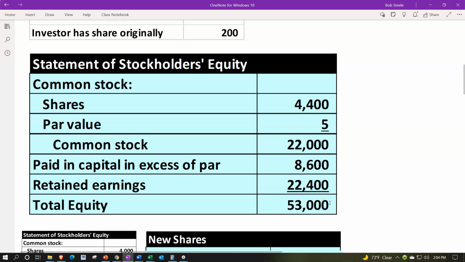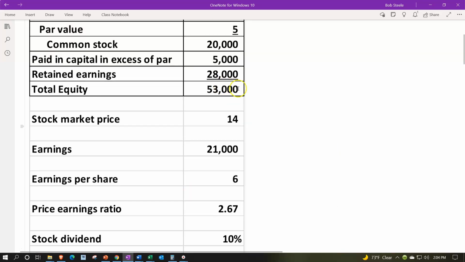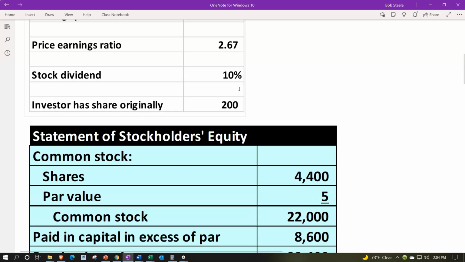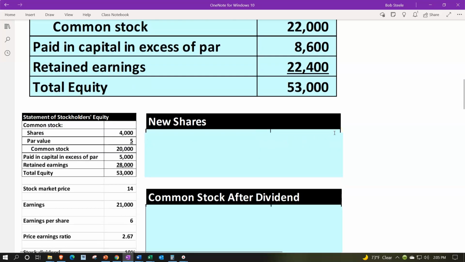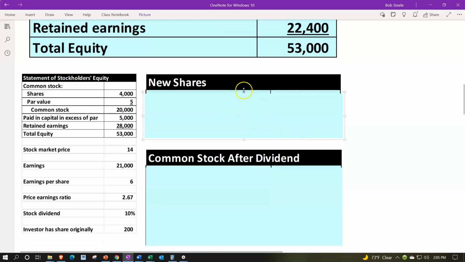Notice the end result is 53,000, just as it was when we started, but we're going to have an impact or change to each of these components, including the common stock, paid-in capital, and the retained earnings, unlike a split where we only have the change to the common stock. Let's see the calculations, and then we'll recap it again. Let's pull it all together.